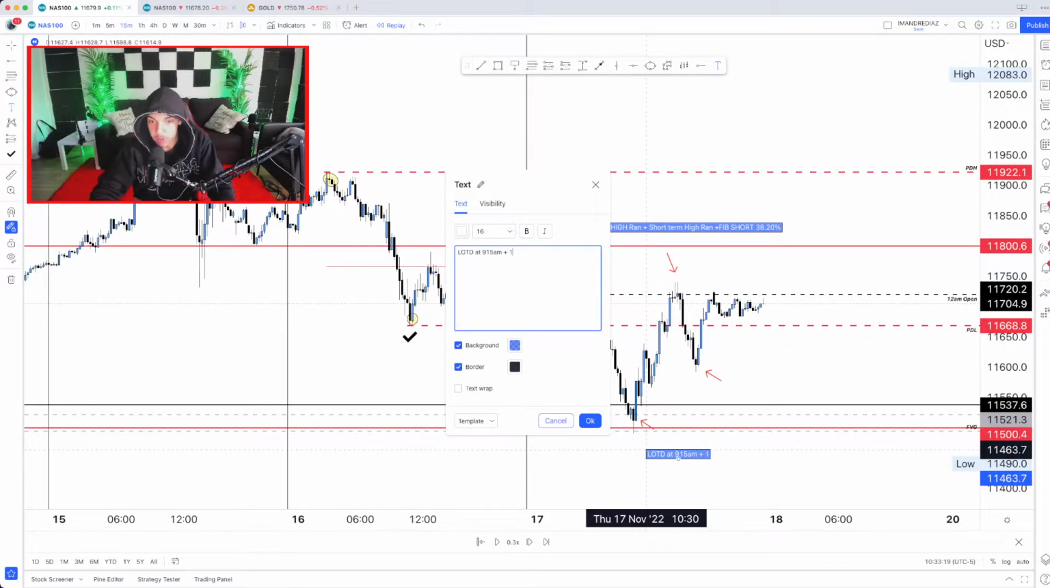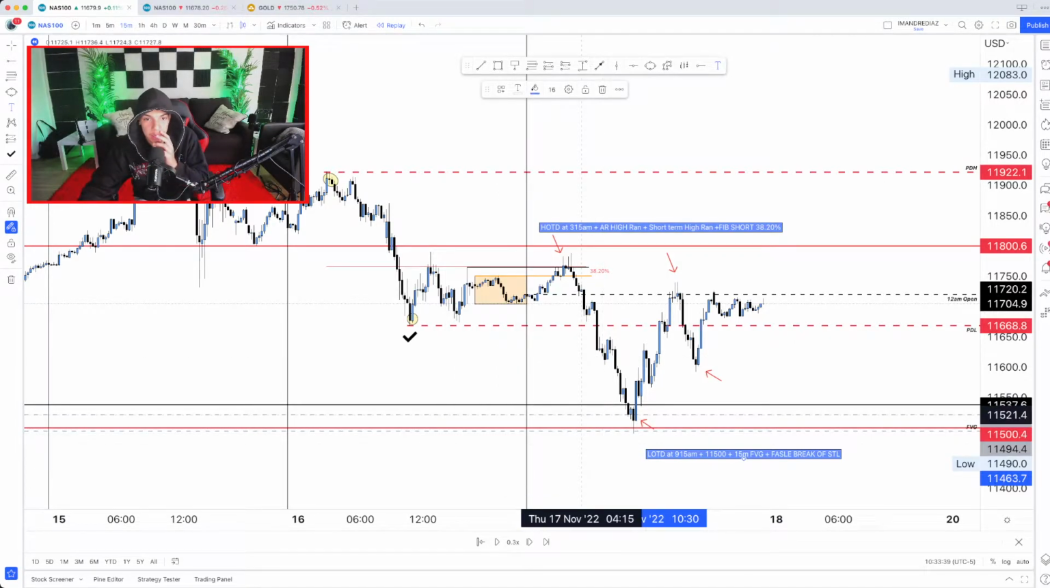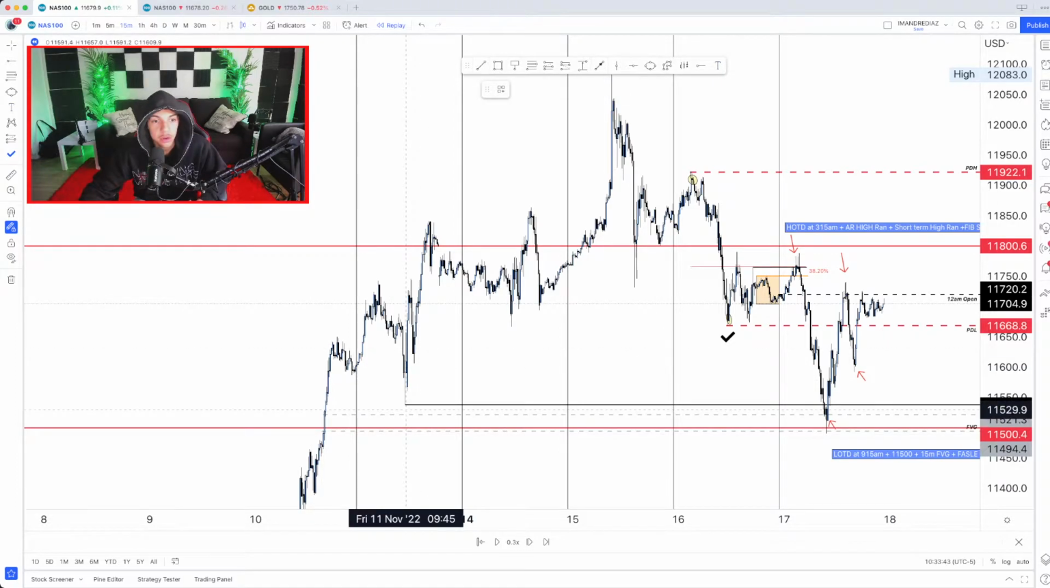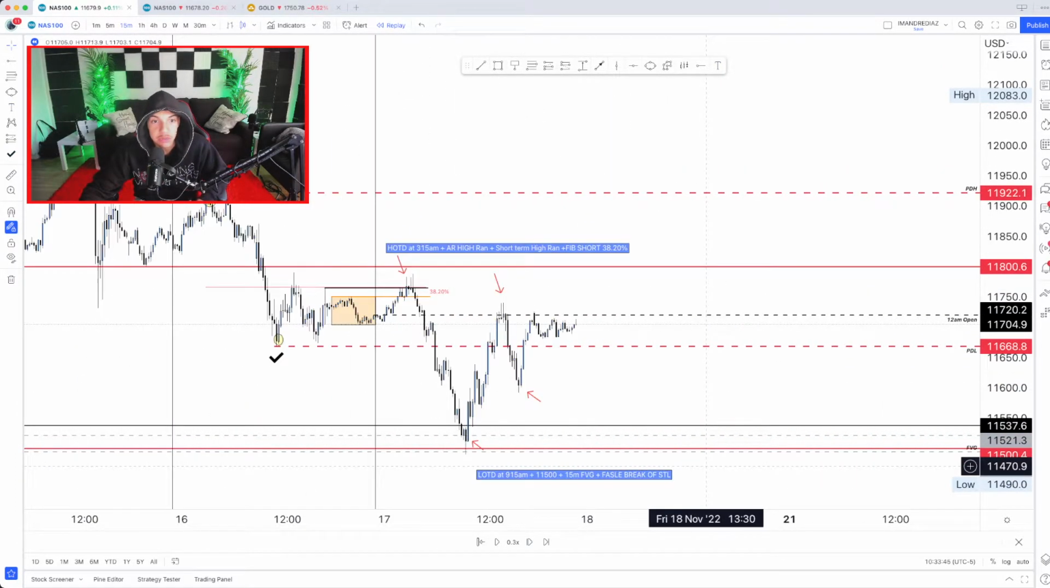along with 11,500 big figure level, along with the 15-minute fair value gap, along with false break of short-term low. And that was the low that I marked up with this black line right here. We ran that low. Then from here, price ran to the top side.